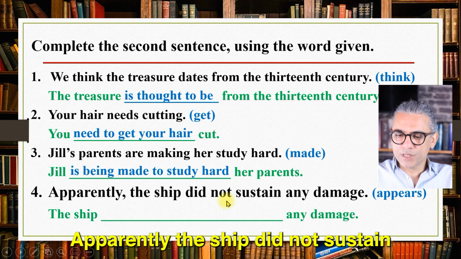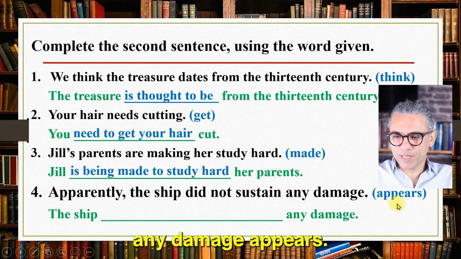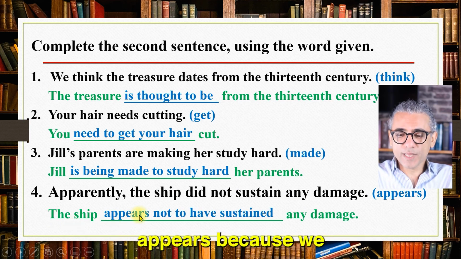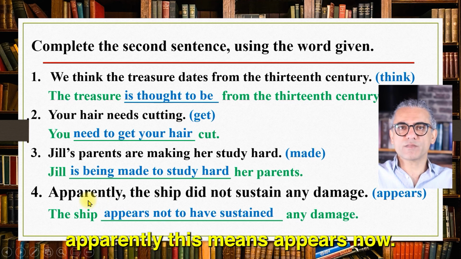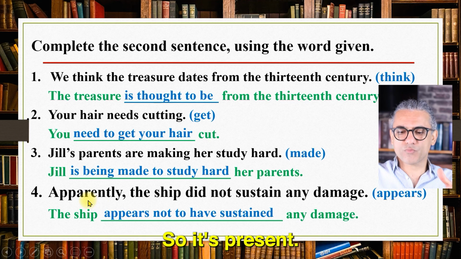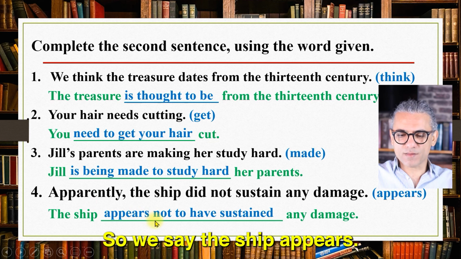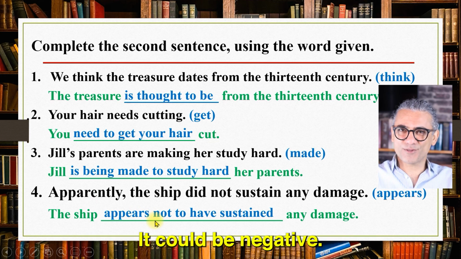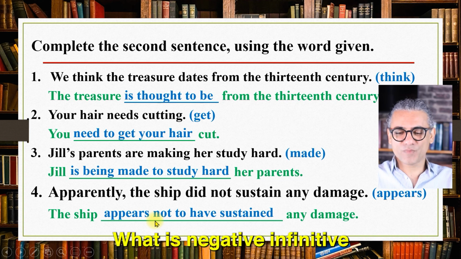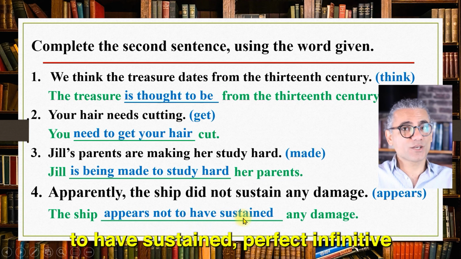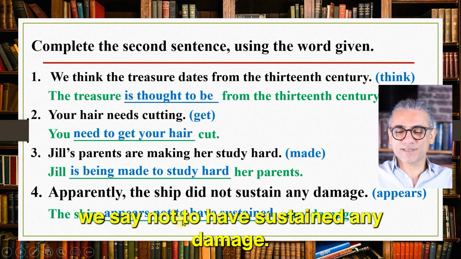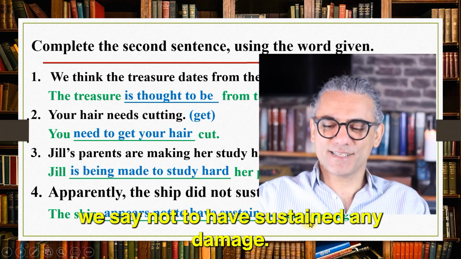Apparently, the ship did not sustain any damage. Appears. Again, this is a reporting passive. The ship appears. Because we say apparently, when we say apparently, it means it appears now. So it is present. So we say the ship appears. Now, we need to follow it with the infinitive. The infinitive is not always positive. It could be negative. What is negative infinitive? Instead of to have sustained, perfect infinitive or past infinitive, we say not to have sustained any damage.